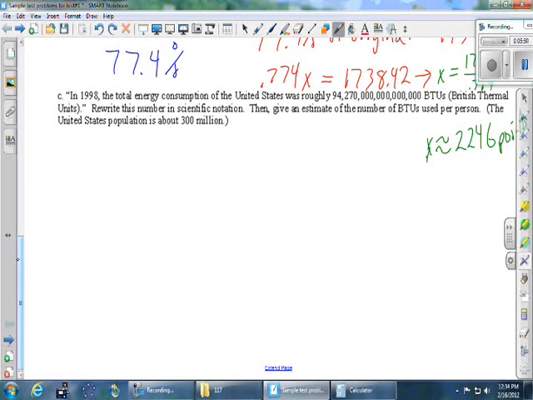In 1998, the total energy consumption of the United States was roughly that big number of BTUs, British thermal units. Rewrite this number in scientific notation, then give an estimate of the number of BTUs used per person.